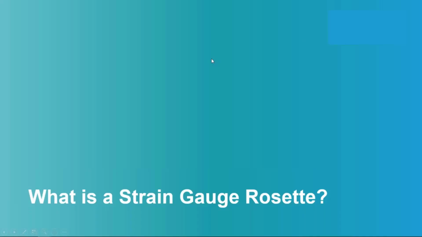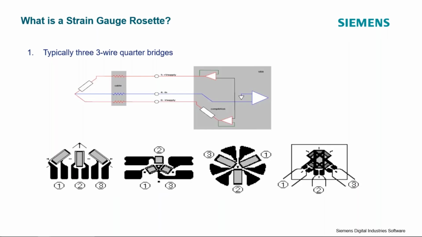And so, instead of measuring with the single strain gauge, we can use something called a strain gauge rosette. A strain gauge rosette is typically three-wire quarter bridge strain gauges that we place in a particular orientation. The two most common ones being what you might call a rectangular orientation, so gauge 1, gauge 2, gauge 3, or a kind of like a T orientation here.